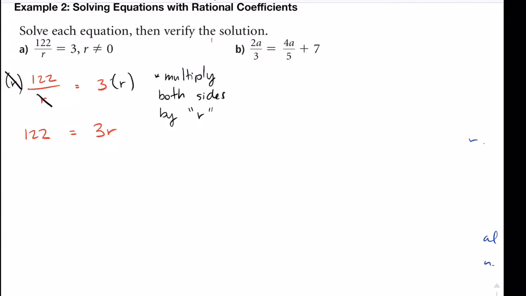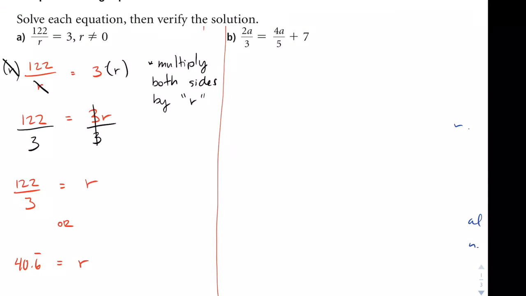So I want to get the variable by itself. On this right side, I have 3 times r. So the opposite of multiplying is dividing. So I need to divide both sides of the equation by 3. So these 3's cancel out. And what I'm left with is 120 over 3 is equal to r. Or you have 40.6 repeating is equal to r. So that's what I have for that first example.